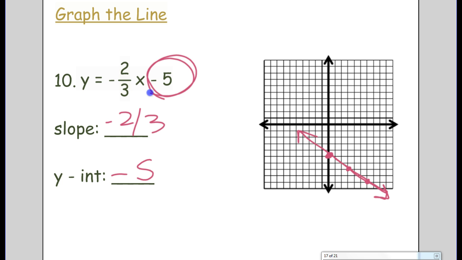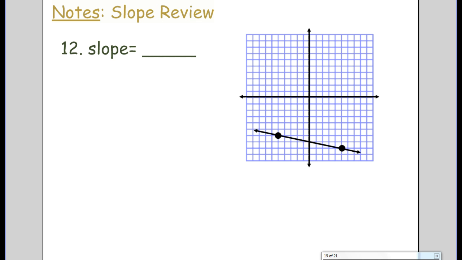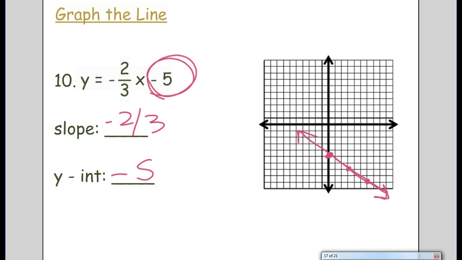Oh, yikes. You don't understand? Okay, let's do another one. And if it doesn't, oh, that's not a good one to do next. Okay, so -5 is the y-intercept.